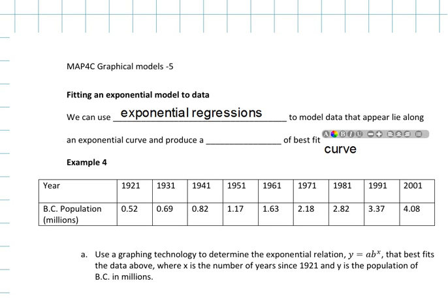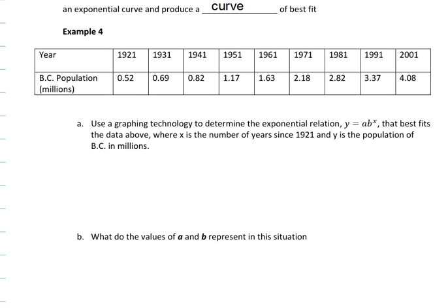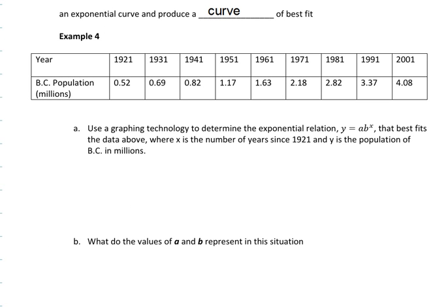Okay, so let's look at this example. So in year 1921, 1931, 41, all the way to 2001, BC population in millions is given. So we're gonna have to use a graphing technology and then to determine the exponential relation that best fits the data above, where x is the number of years since 1921. So I want you to read this very carefully. So I'm gonna repeat what I just said. So use a graphing technology to determine the exponential relation of x that best fit the data above, where x is the number of years since 1921.